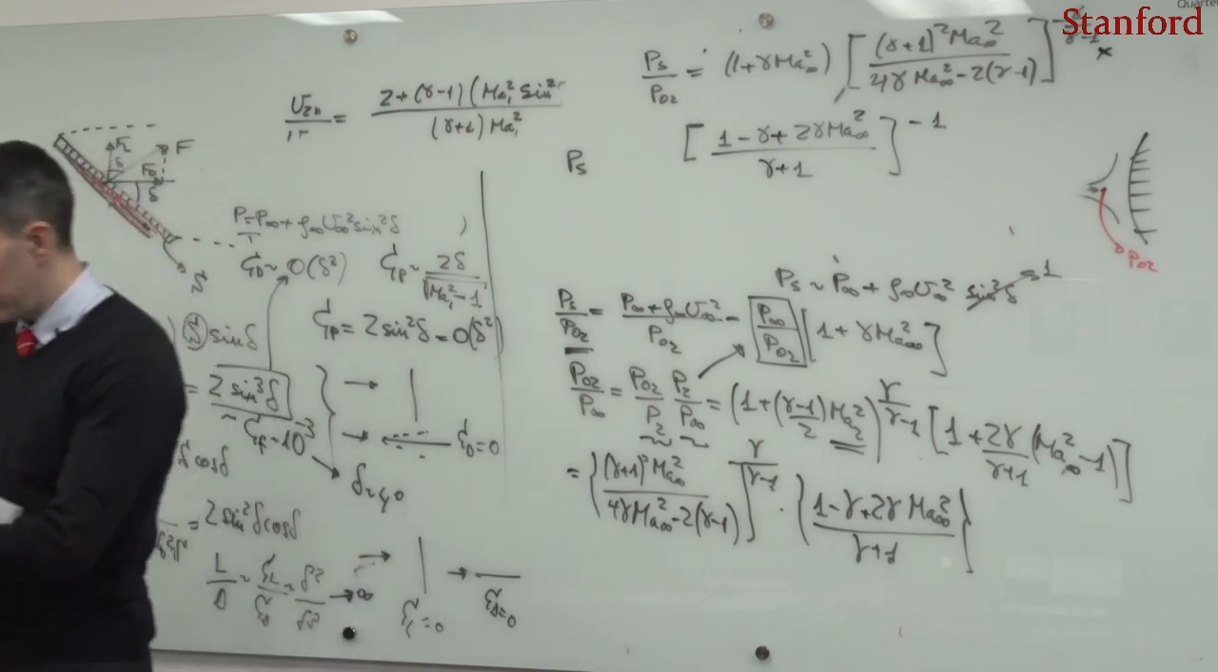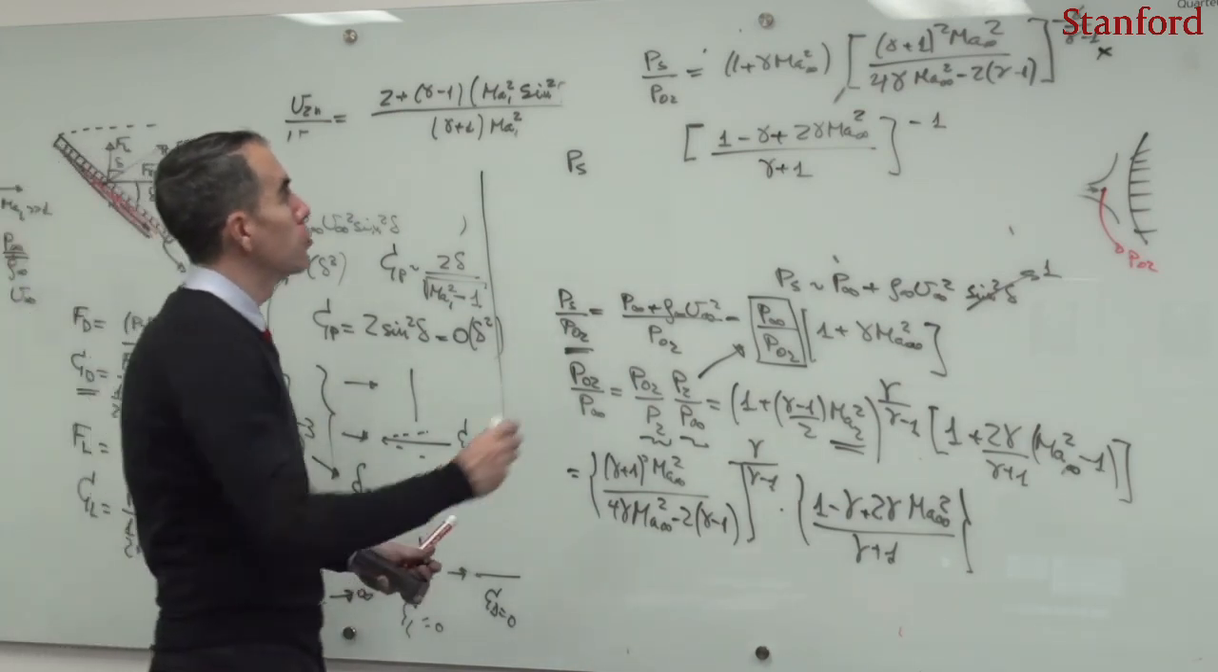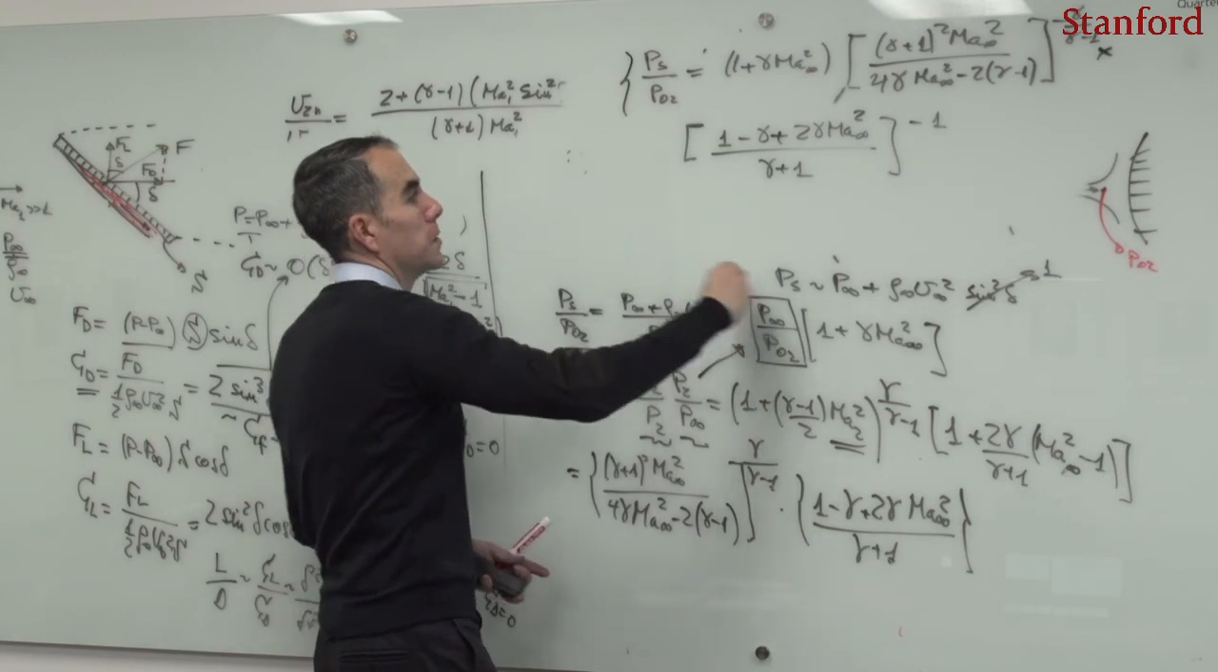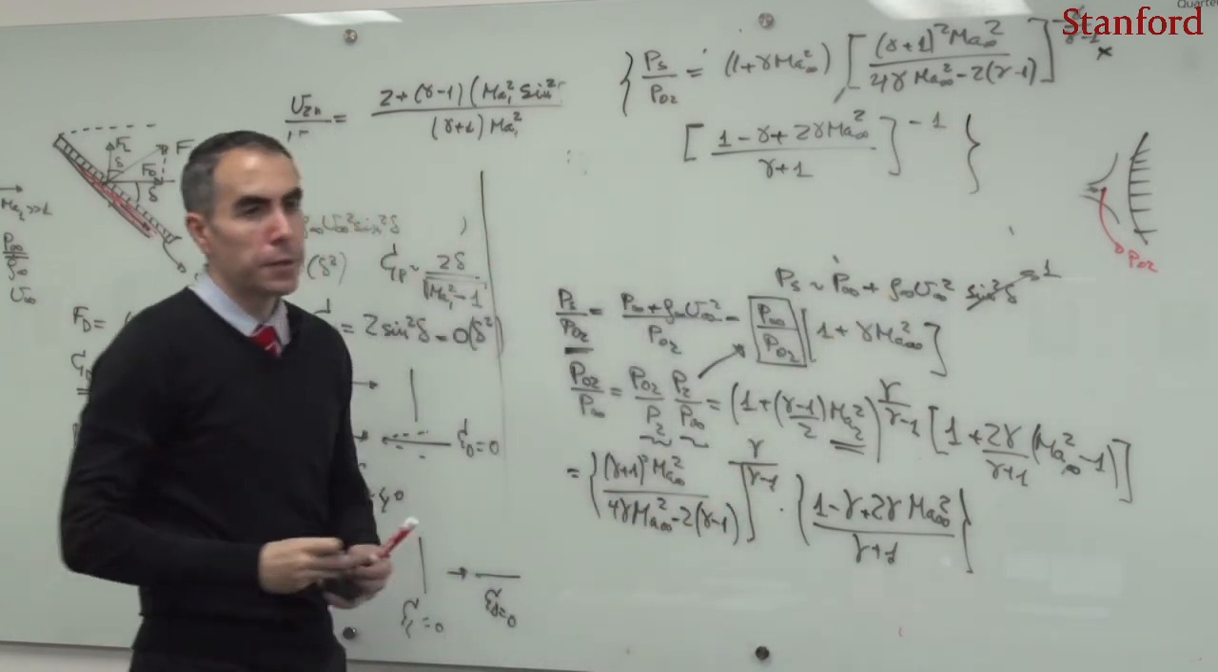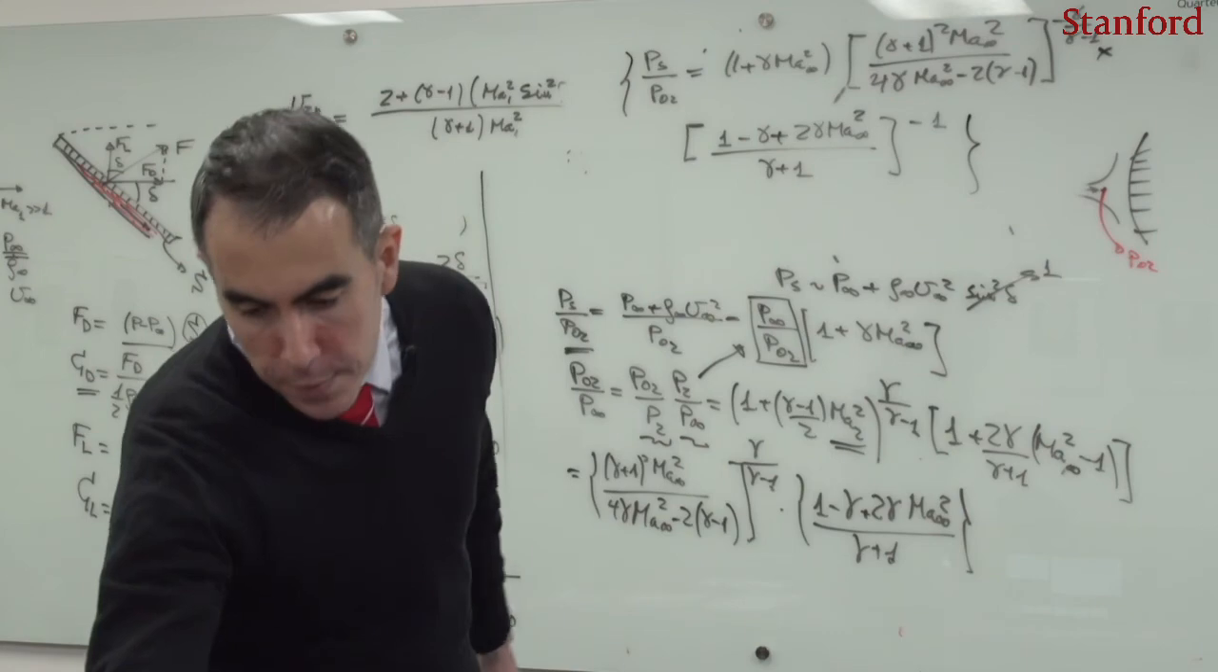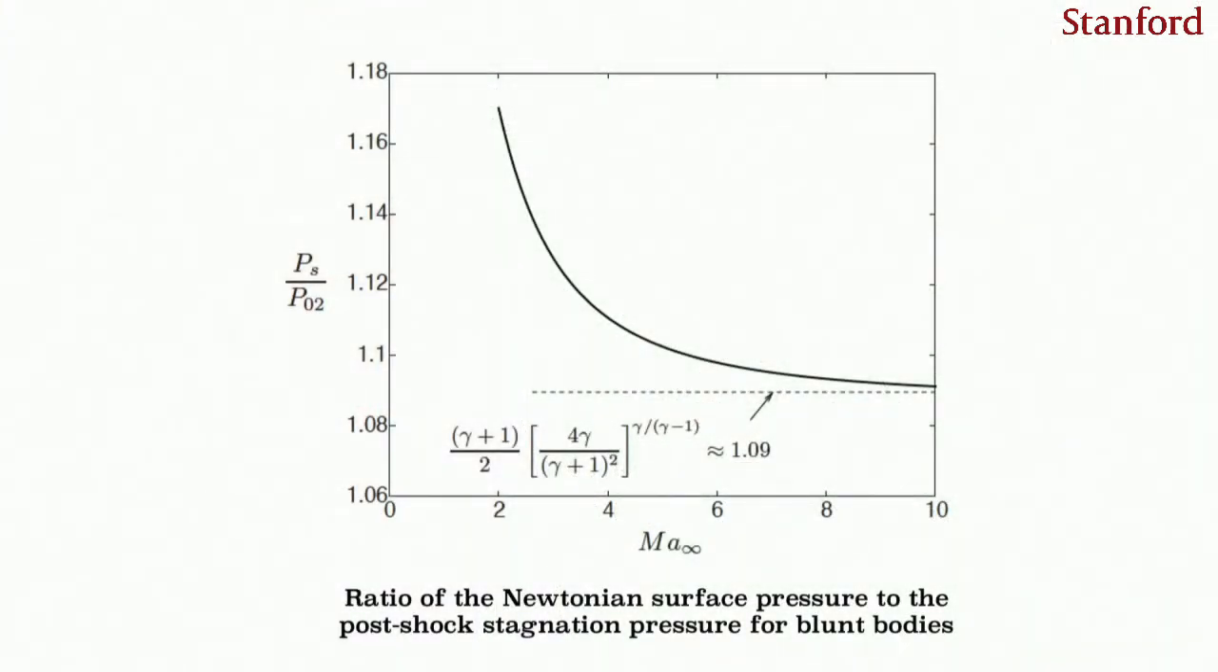If one plots this ratio, you're going to see it in the chart. This is the pressure on the surface predicted by the Newton theory divided by the stagnation pressure in the post-shock region that should be recovered close to the nose of the blunt body. Here you can see that the pressure ratio decreases and reaches an asymptote at high Mach numbers, and that asymptote is given on the screen and is equal to 1.09.